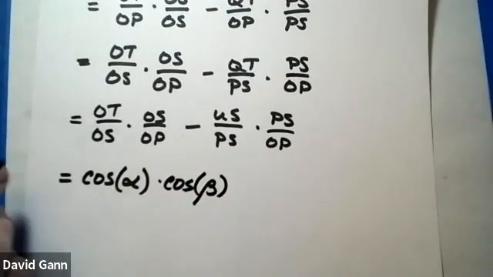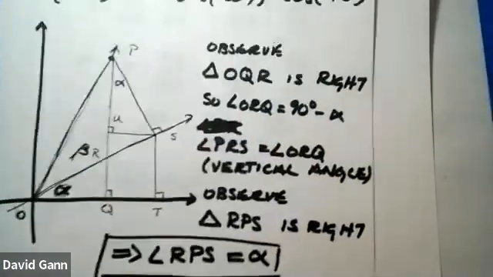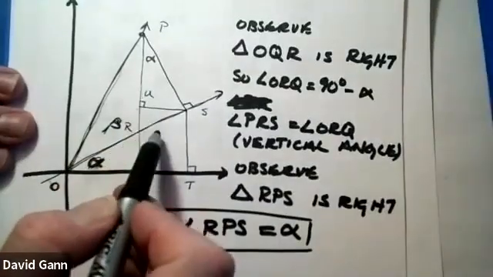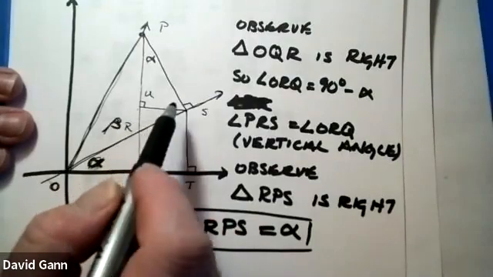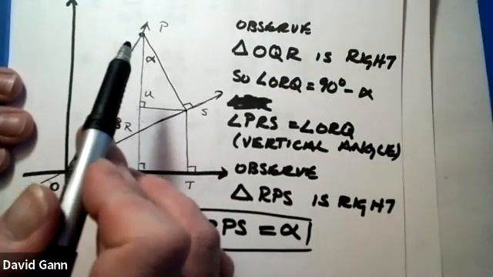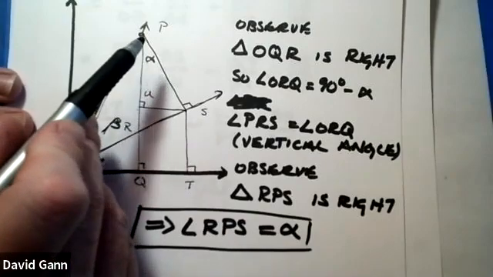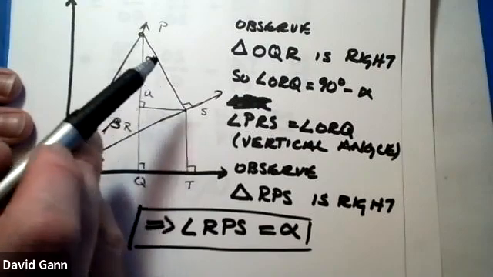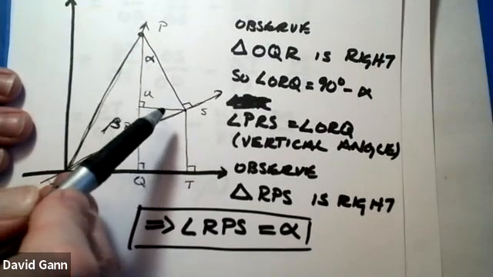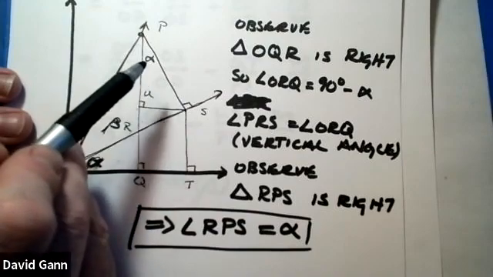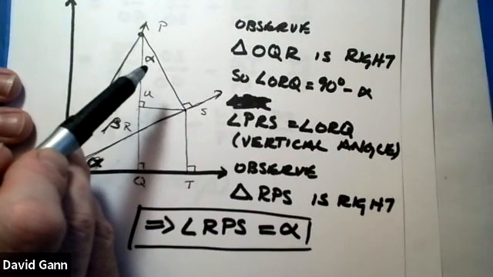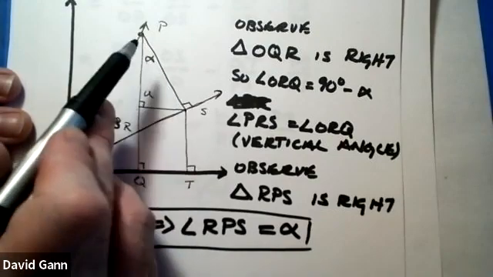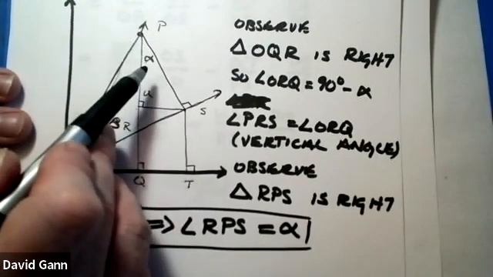Okay, so what about these other two terms? The one that we're looking at here is US over PS. So here's US and here's PS. Notice that for triangle UPS, that's a right triangle, and PS is the hypotenuse and US is the side opposite the angle alpha. So this is opposite over hypotenuse, and that happens to be the sine of alpha.